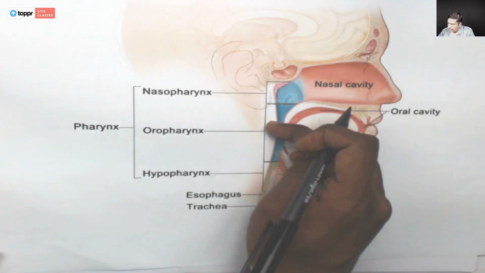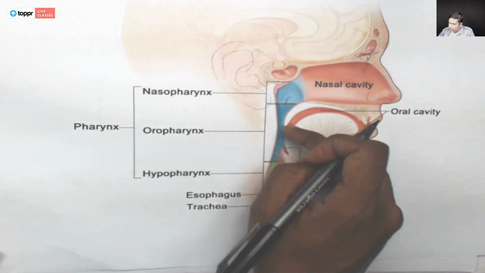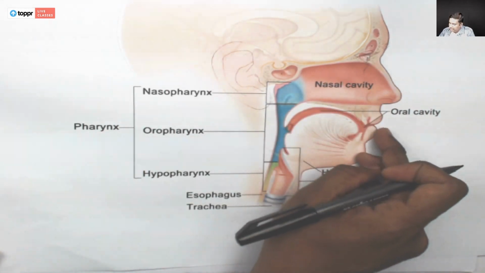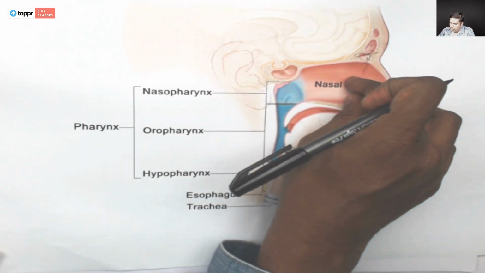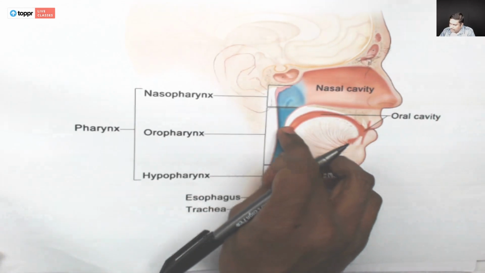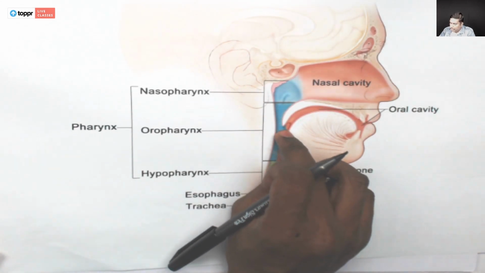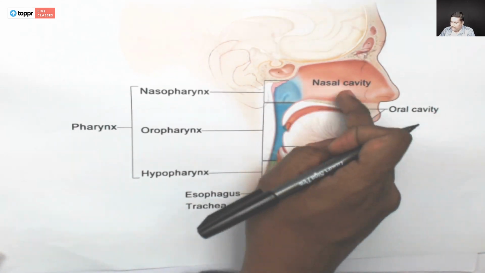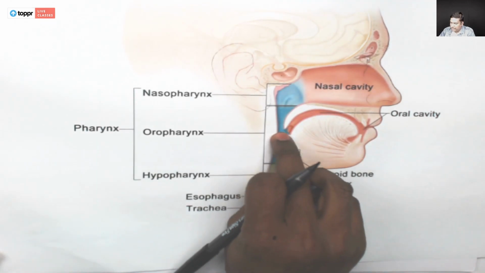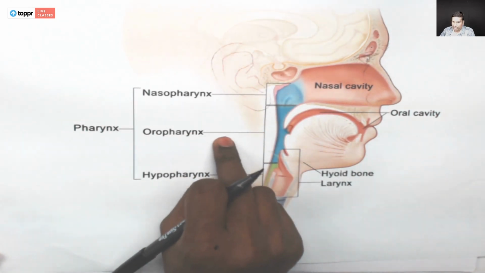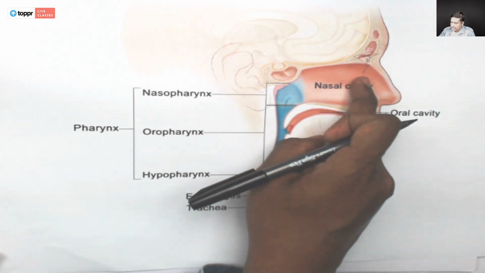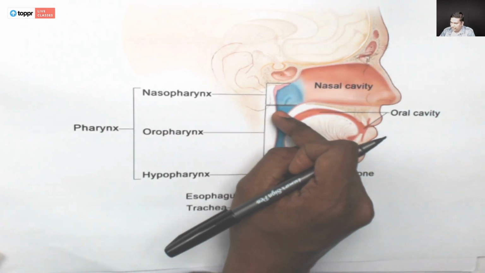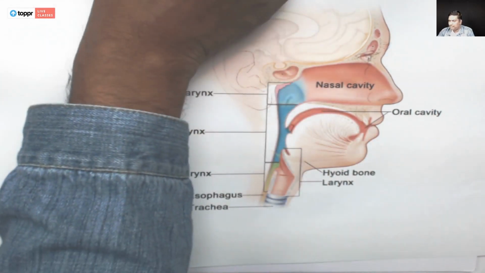Because of this, the pharynx is the one which actually connects the respiratory tract and the digestive tract. At this point, your respiratory tract and the digestive tract are actually meeting. This part and this part are meeting in the oropharynx region, where you have a connection.